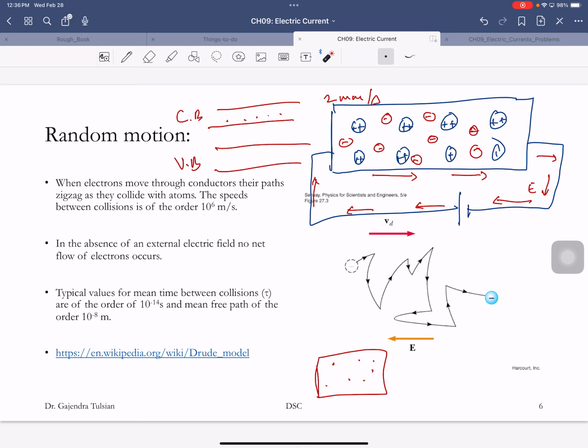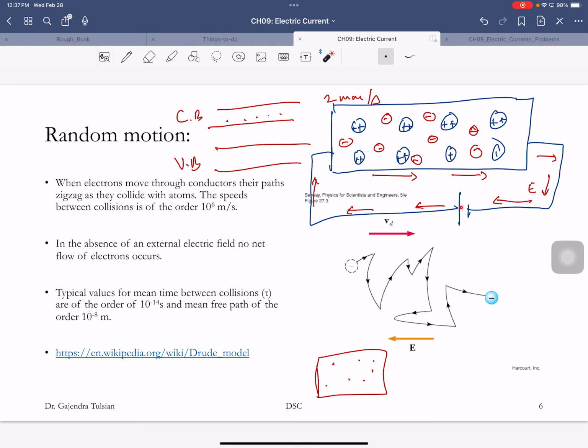Now, when this metal is not connected to a battery, these guys just move around randomly, and they bounce into these ions. These electrons are moving about very fast randomly. They're in fact moving at about 1,000 kilometers a second. They'll go from here to Atlanta in one second. But if you paint this guy blue, you come back three years later, he'll still be here on the average.